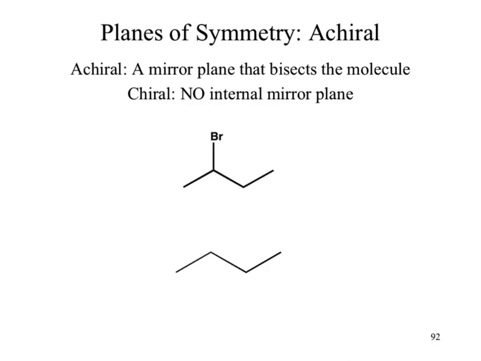So take a look at these two molecules. What do you think? Chiral, achiral? The top one is chiral, the bottom one's achiral. But how would I know that? The top is chiral. Is there anything in that structure to make you go, that's chiral? Why does bromine make you think that that's chiral?